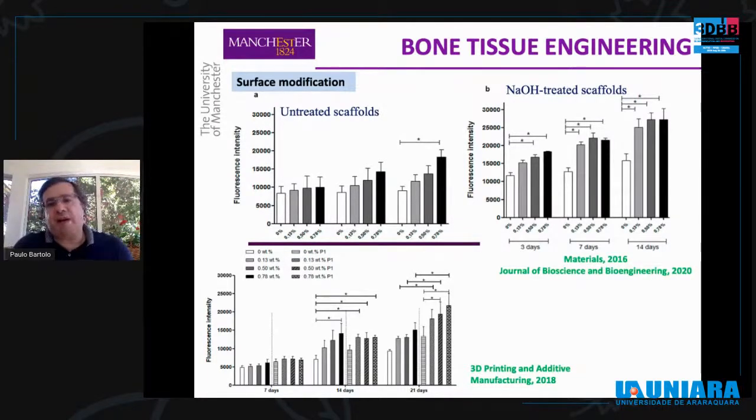Another strategy was based on coating the scaffolds with P1 protein extracted from latex from the rubber tree in Brazil. This is a project funded by FAPESP and the University of Manchester, and we obtained very interesting results using this protein, not only in terms of improving cell adhesion, but also the osteogenic differentiation and also angiogenesis.